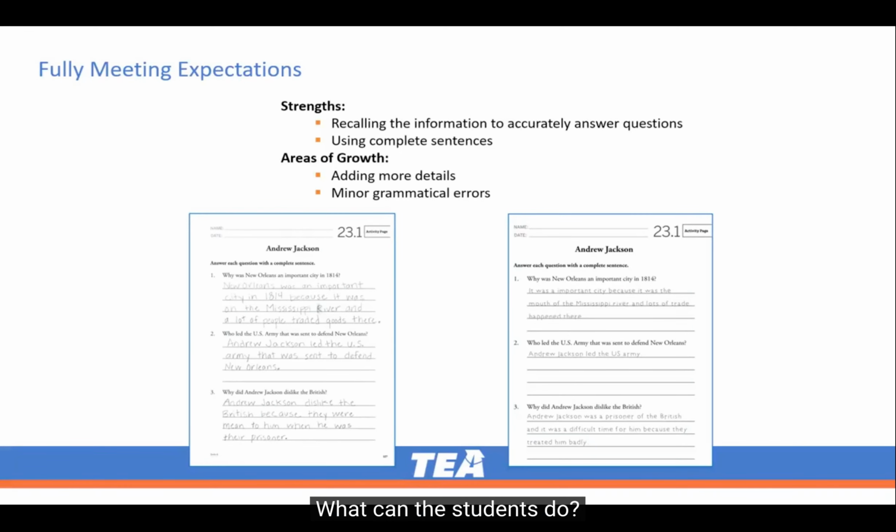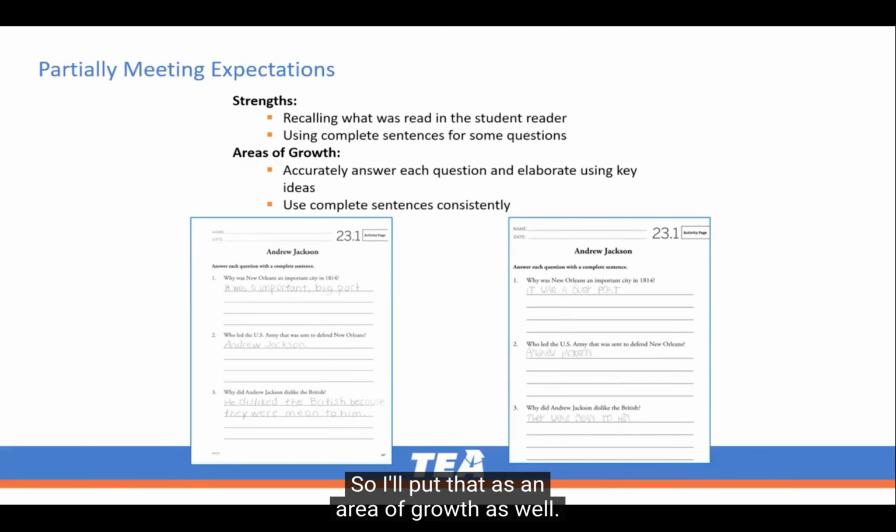So, what can these students do? Looking at these examples, immediately I noticed that these students are recalling the information from the student reader to accurately answer the questions. Another strength I see right away is that they both use complete sentences. As for what they cannot yet do, or rather areas where they still have room to grow, these students could work on adding more details to their answers. Additionally, I'm noticing minor grammatical errors, like writing dislike instead of disliked. So I'll put that as an area of growth as well.